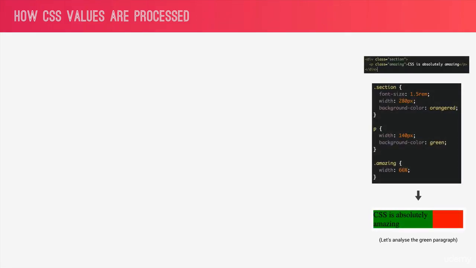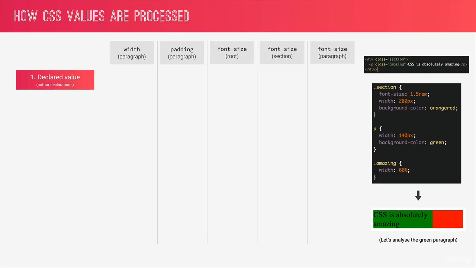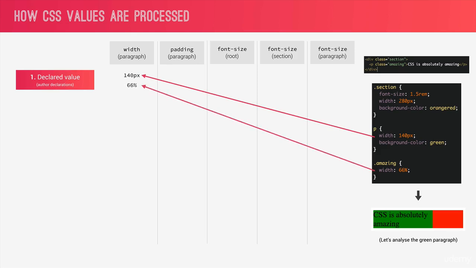We will analyze how these 5 CSS declarations build this small element in the bottom of the slide here, and in particular, how exactly the declared values are processed in 6 different steps, starting from the declared value all the way to the final actual value. So we're going to analyze the width, padding, and font size in order to see what's going on here. So let's start with the paragraph's width, which you see has 2 declared values, 100 pixels from the P selector and 66% from the amazing class selector. So these are our declared values.